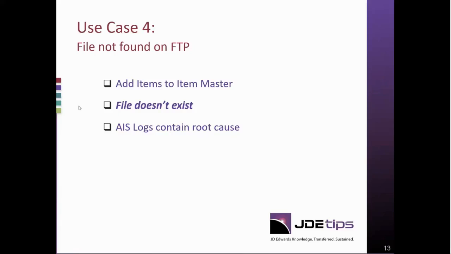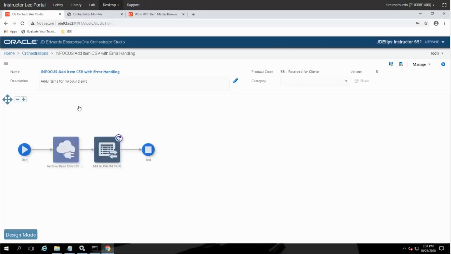We'll take a look at what the standard output is from running it, in both the run orchestration output. We'll see the same thing when we look at the monitor. And then by comparison, what do we see when we look at the AIS logs? They're actually going to contain the root cause in this scenario.